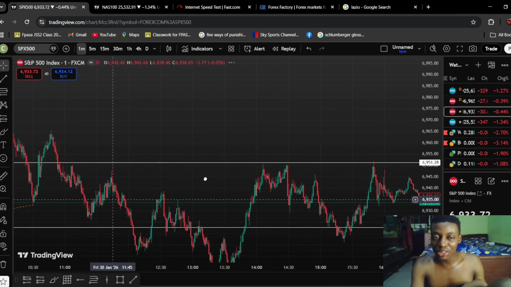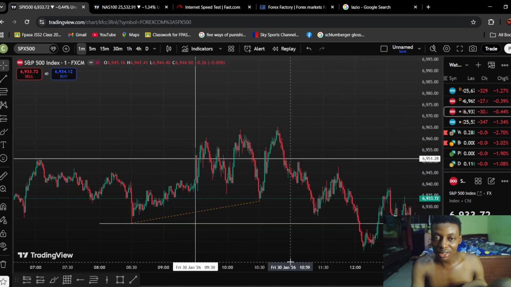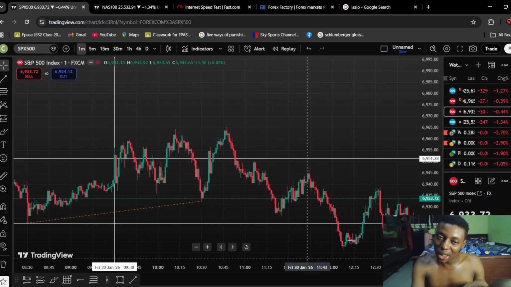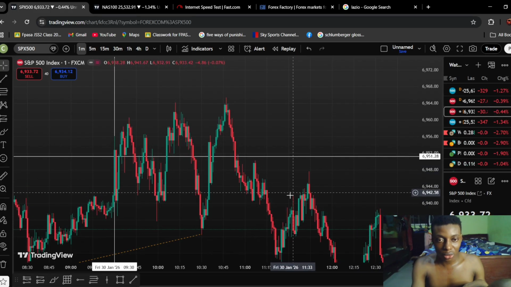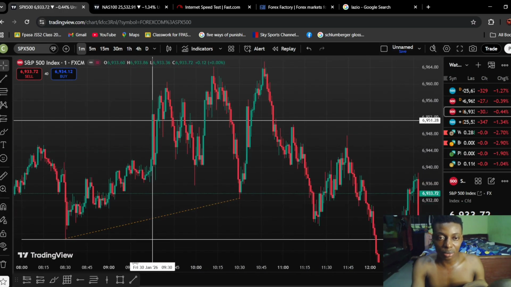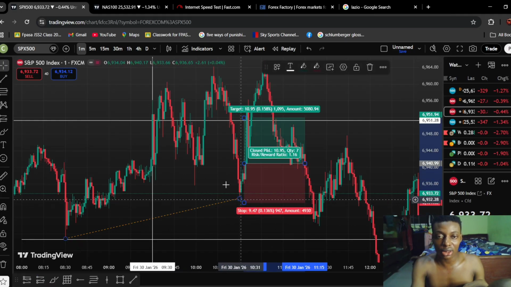It does not mean that it's wrong, but it means that sometimes you can still lose. You could still take an entry and just target this high.